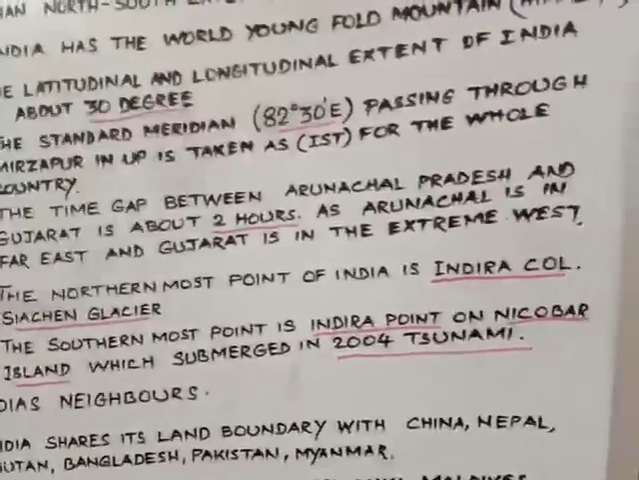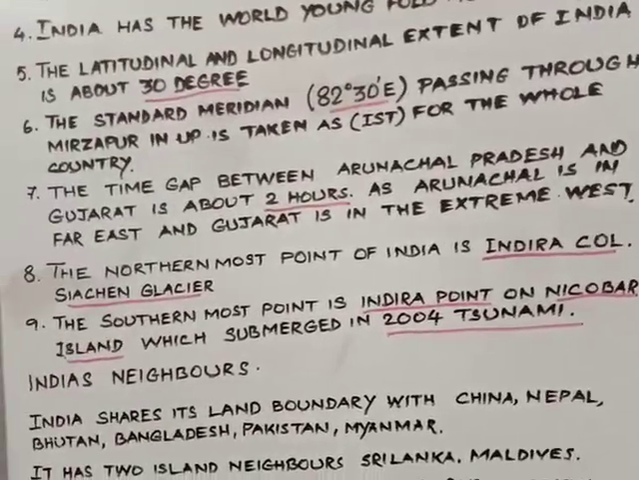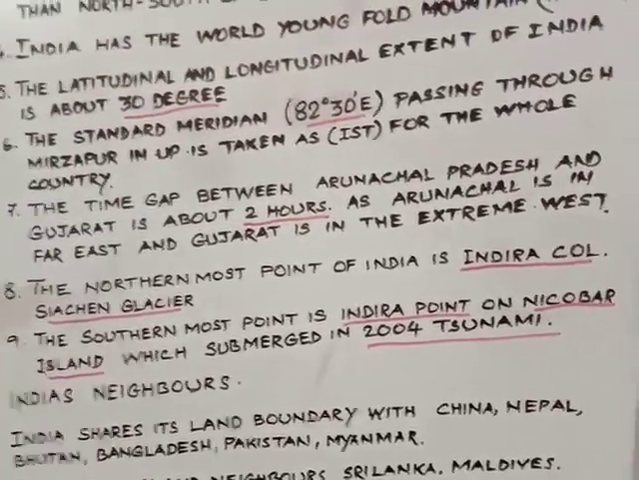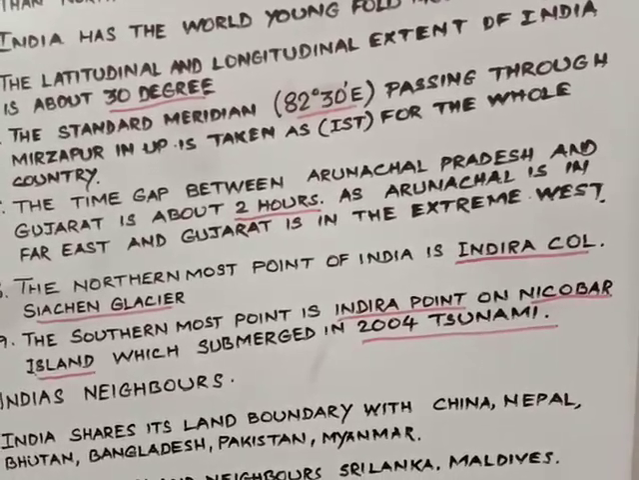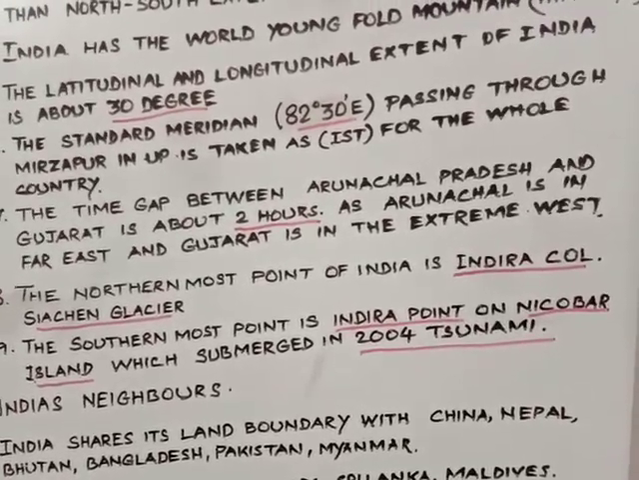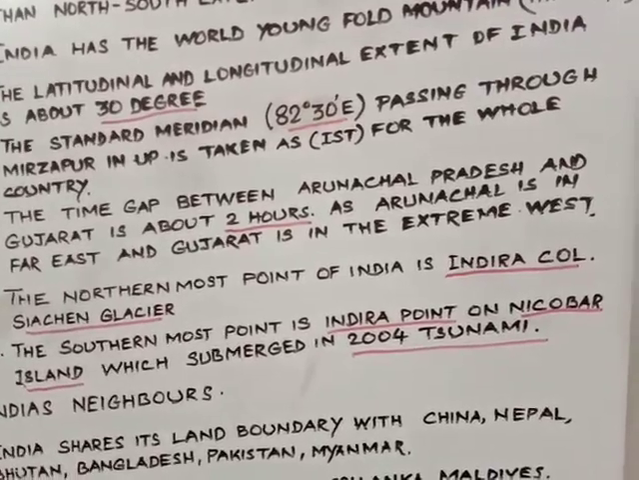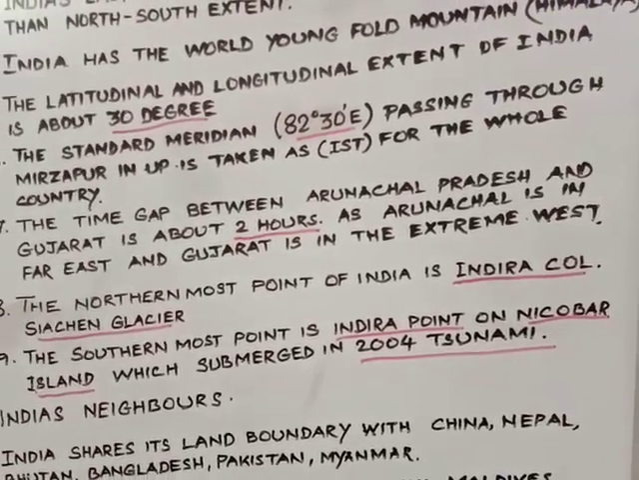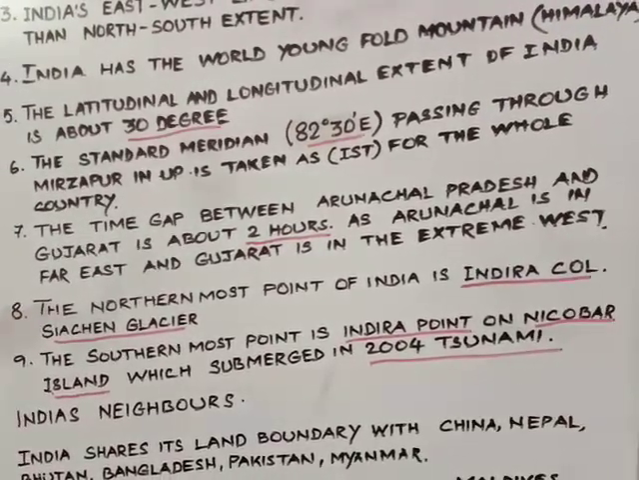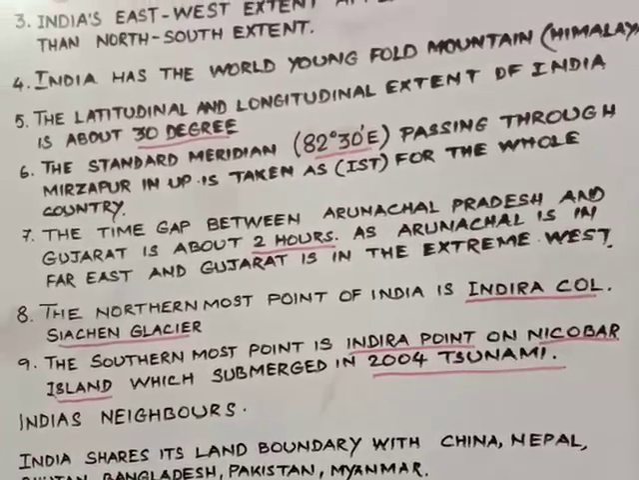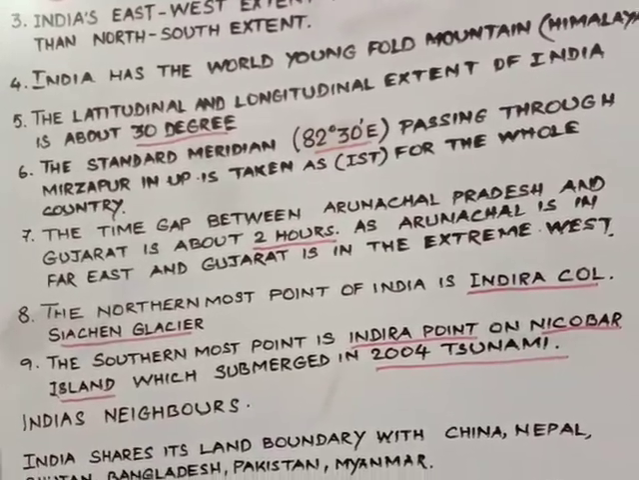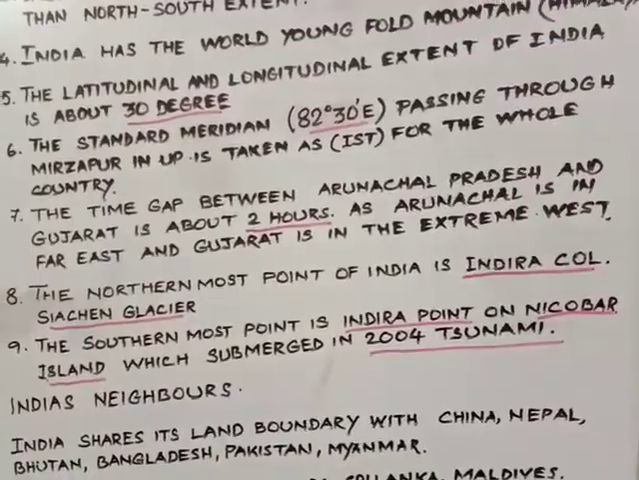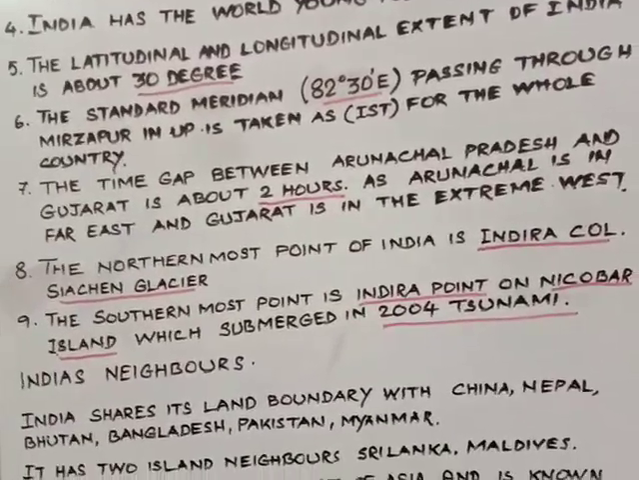And the southernmost point of India, number 9, is Indira Point, which is on Nicobar Island. So the southernmost point is Indira Point, and it is on Nicobar Island. But this island exists no more. It is not existing these days because in the 2004 tsunami, it got submerged.